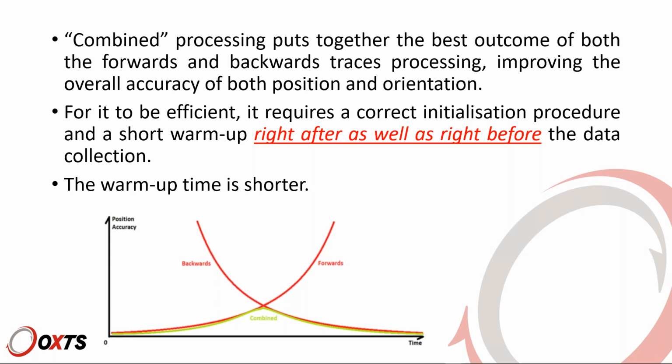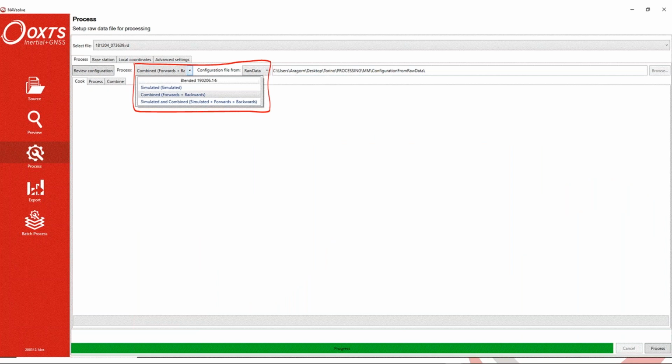One thing that is worth remembering is if you know you are going to use the backwards processing as well, make sure that you do a very short warm-up, 2-3 minutes, at the end of the data collection, not just at the beginning, because the backwards processing will start from the end, obviously, and that is the warm-up that it will use. So if you know that you will need combined processing, it's worth including a very short warm-up at the end. Again, 2-3 minutes will do it, no more than that. This is where you select it in NavSolve.